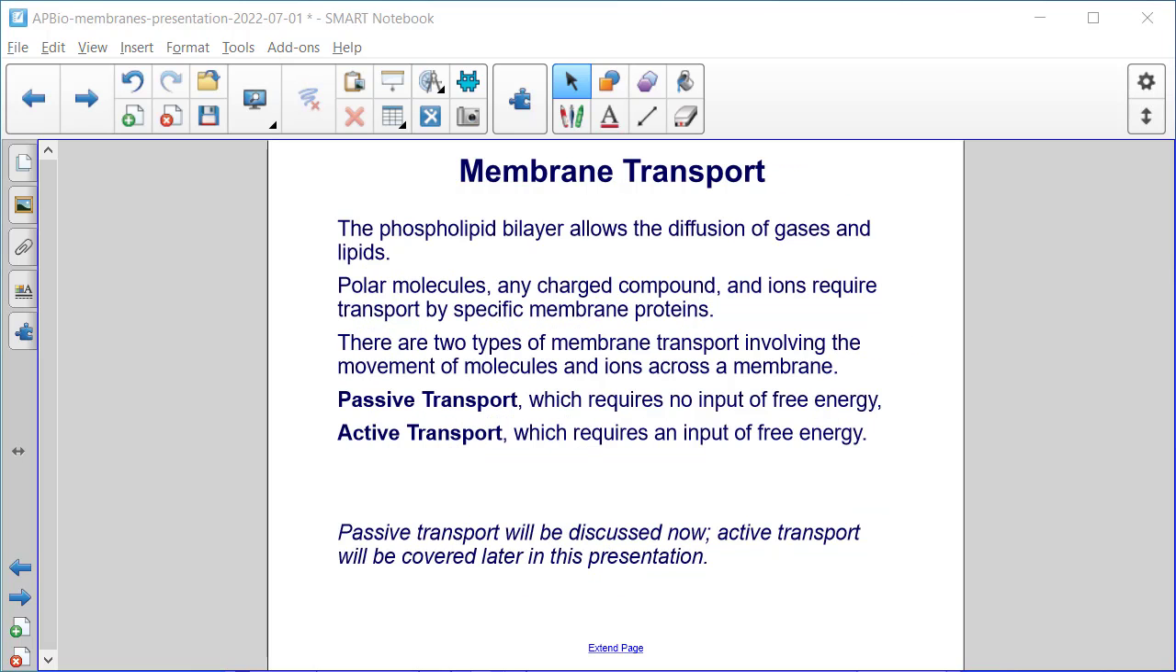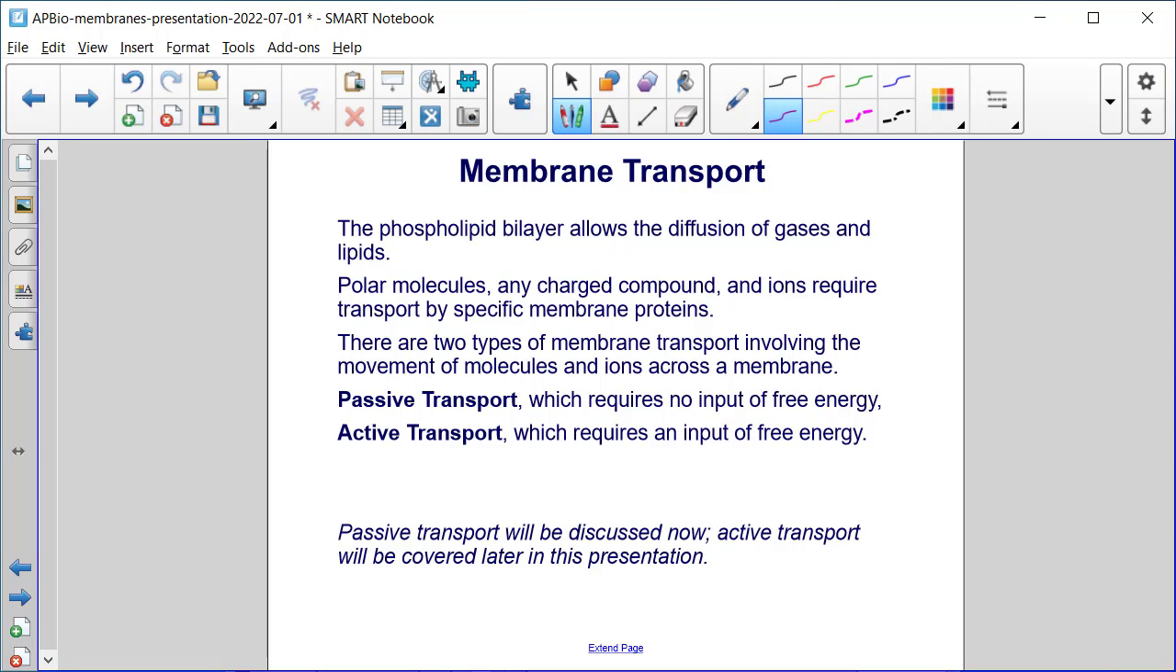Membrane transport. The phospholipid bilayer allows the diffusion of gases and lipids. Polar molecules, any charged compound, and ions require transport by specific membrane proteins. There are two types of membrane transport involving the movement of molecules and ions across a membrane: passive transport, which requires no input of free energy, and active transport, which requires an input of free energy.